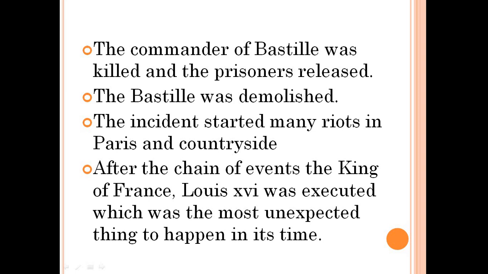The group of angered people attacked the Bastille fortress. The commander who was in charge of the Bastille at that time was killed, and the prisoners were released. Though there was not a huge number of prisoners, there were some seven to eight prisoners in the Bastille at that time. They were released. The Bastille was demolished.